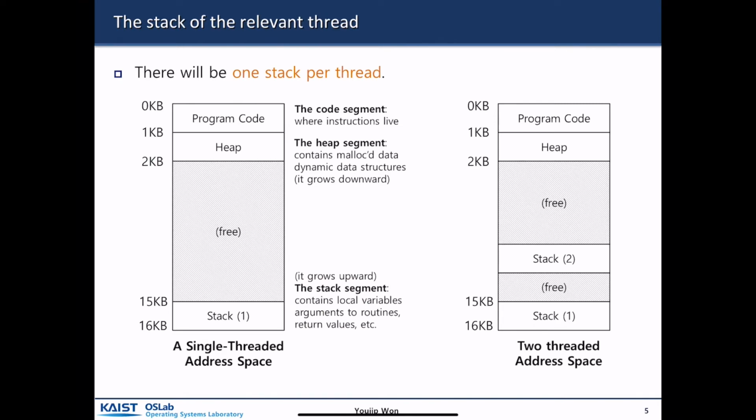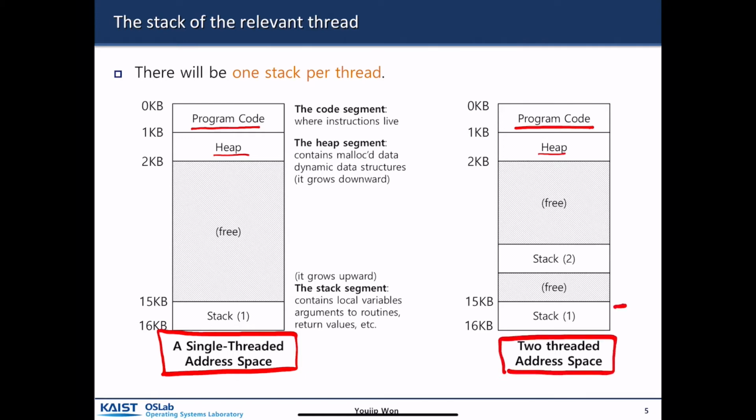So threads share the program and the heap. However, each thread has its own stack because each thread can have its own local variables. So this is a single-thread address space, and this is an address space that has two threads. So there are two stacks, stack 1 and stack 2. The two threads share the program code, which we call text, and they share the heap.